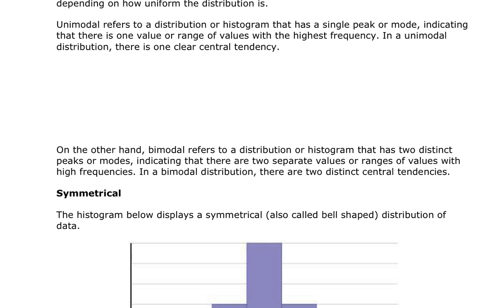Bimodal refers to a distribution or histogram that has 2 distinct peaks or modes, which we just talked about, indicating that there are 2 separate values or ranges that have the same high frequency. In a bimodal distribution, there are usually 2 distinct central tendencies.